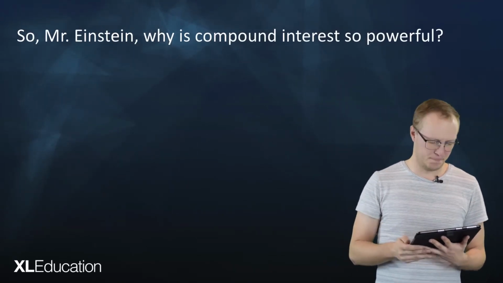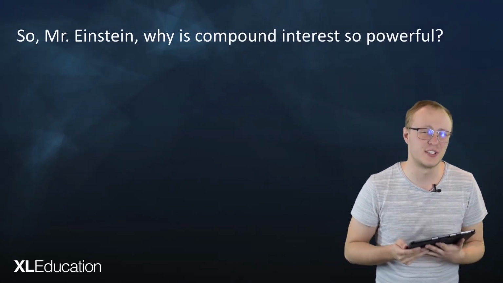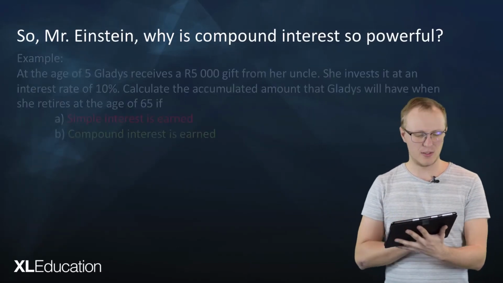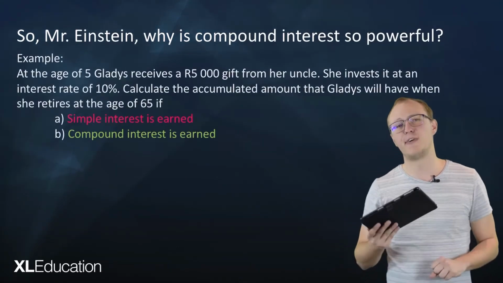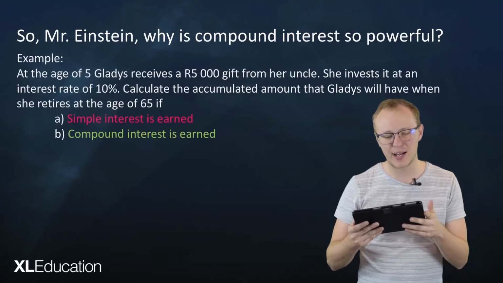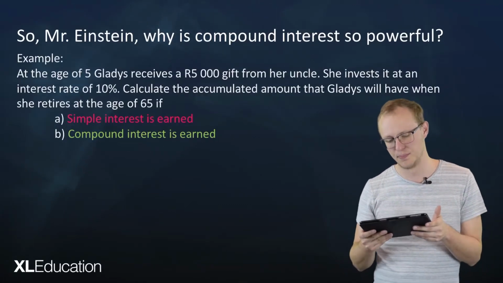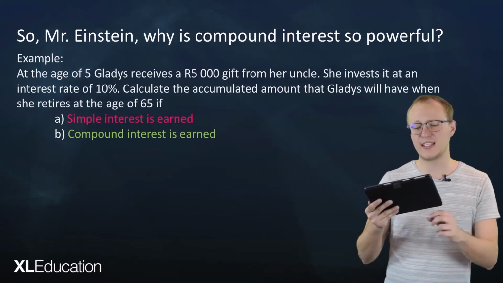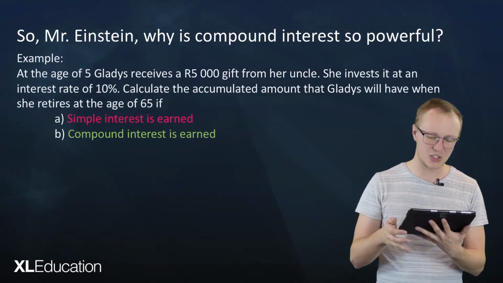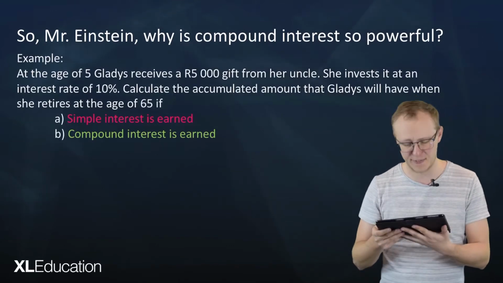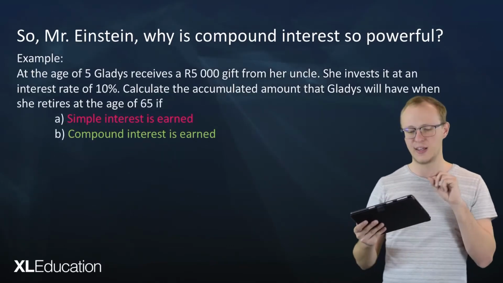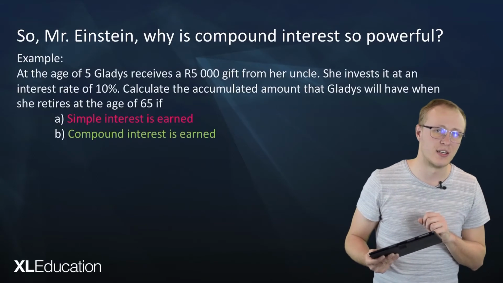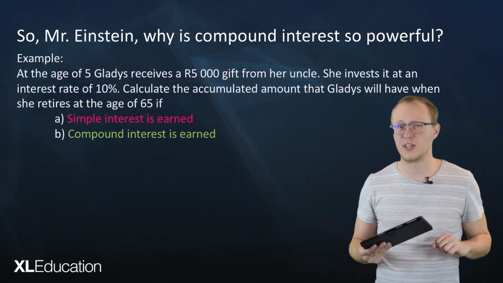Mr. Einstein, why is compound interest so powerful? Well, let's have a look here. At the age of 5, Gladys receives a 5,000 Rand gift from her uncle. She invests it at an interest rate of 10%. Calculate the accumulated amount that Gladys will have when she retires at the age of 65 if simple interest is earned or if compound interest is earned.